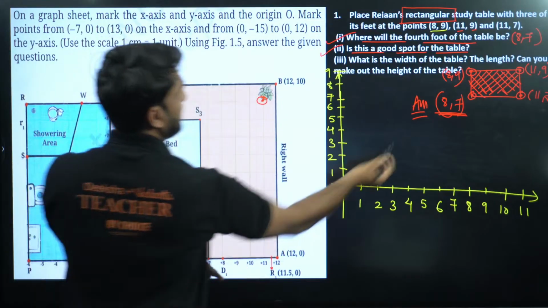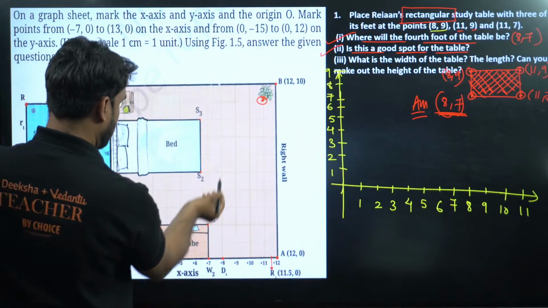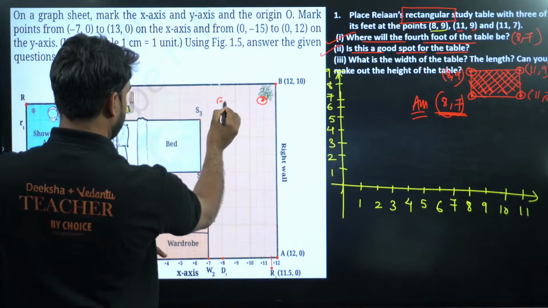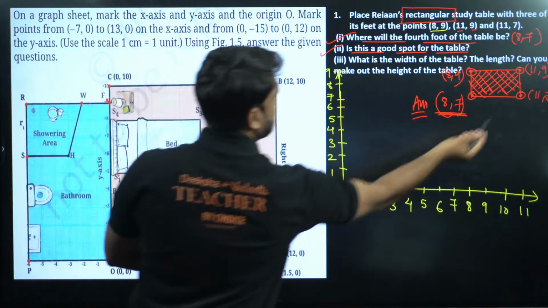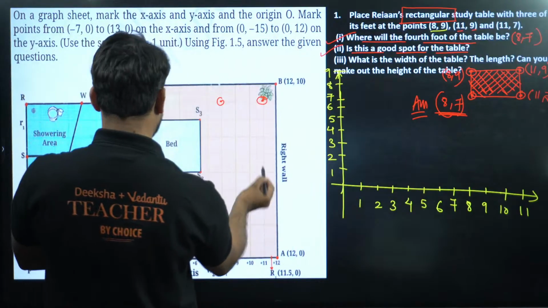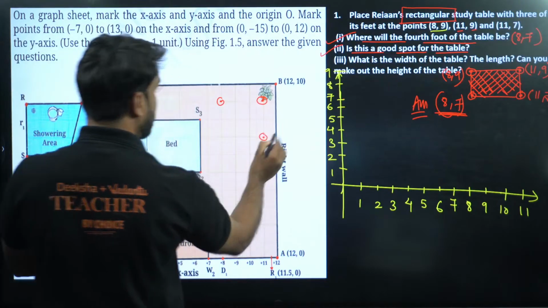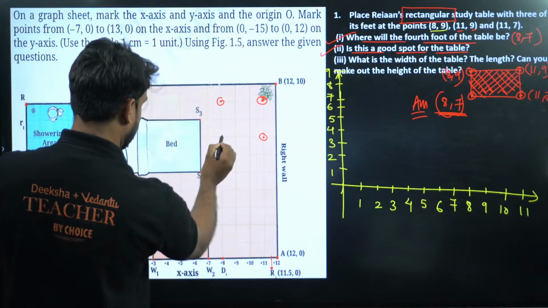And the second is 8, 9. 8, 9, this will be here. And third is 11, 7. 11, 7 here. And the fourth is 8, 7 here.